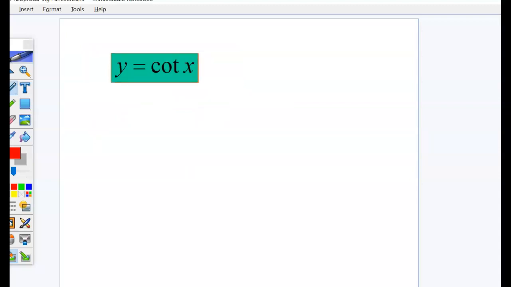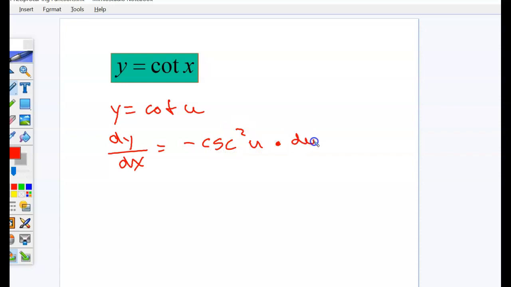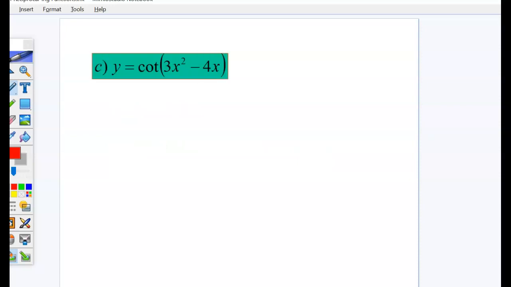Again, similarly, cotangent x, you could rewrite it as cos x over sine x and use the quotient rule. If you did that, you would find out that the derivative of cotangent x is negative cosecant squared x. So if y equals cotangent u, then dy/dx is negative cosecant squared u times du/dx. So I'm taking the derivative of this guy here. The derivative of cotangent is negative cosecant squared.